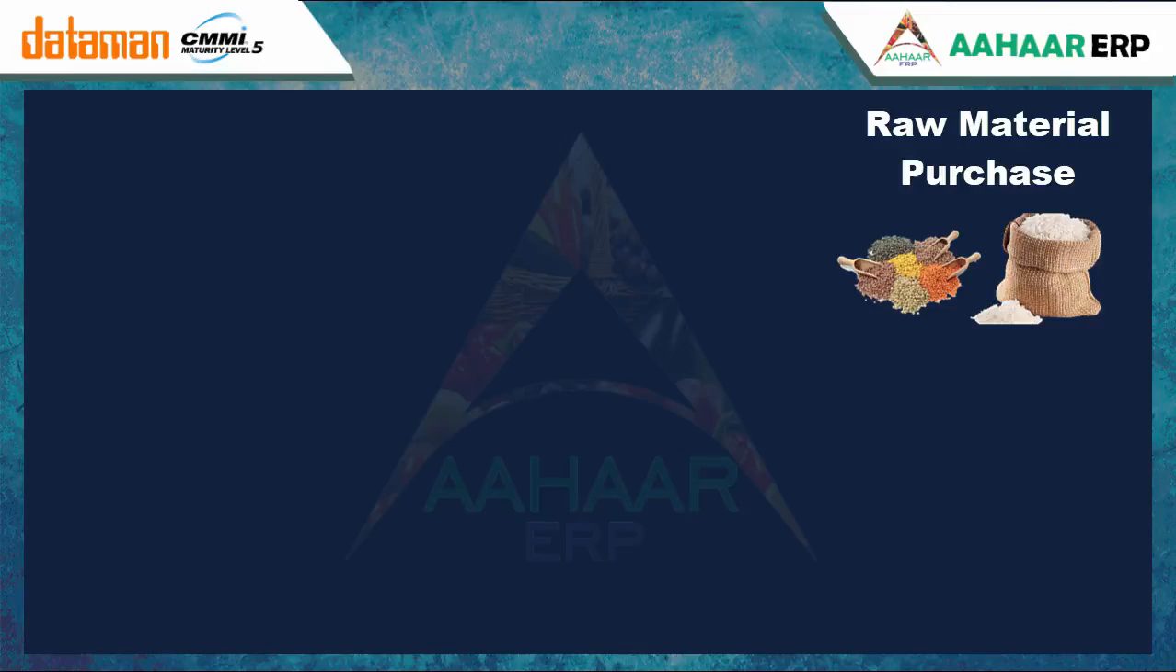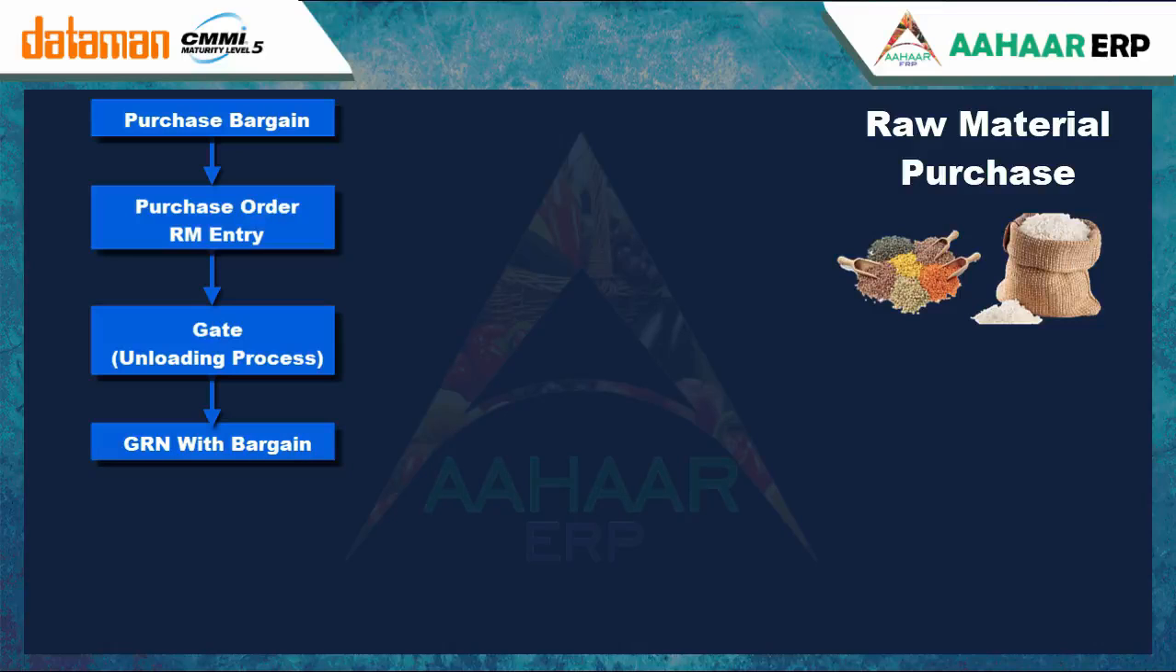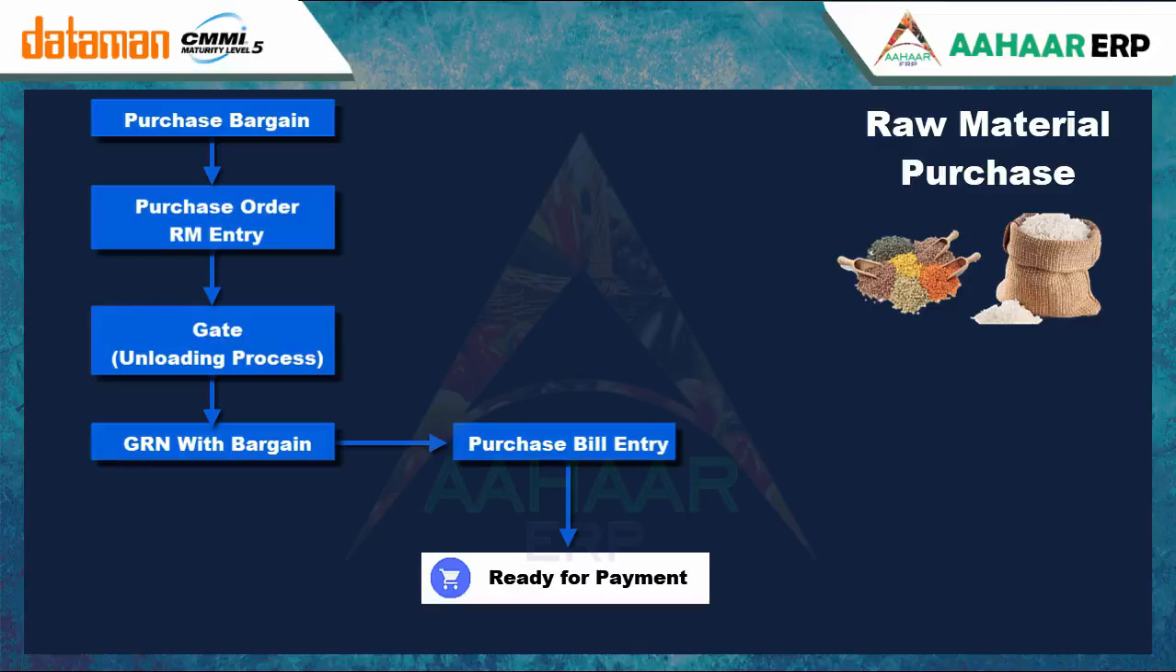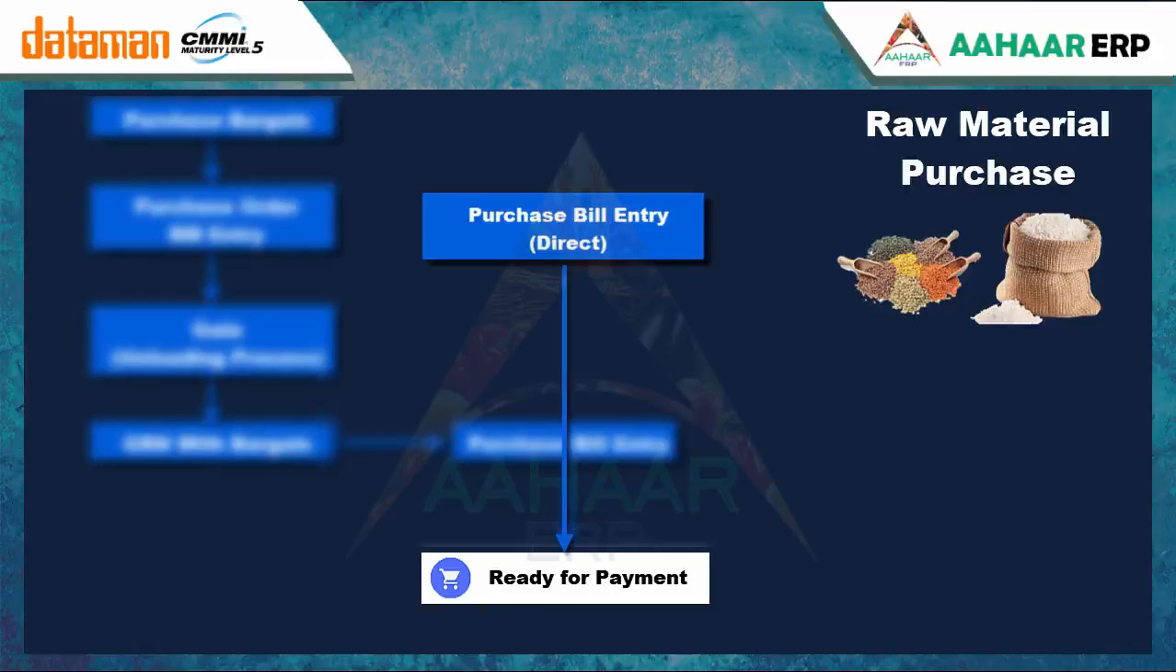In case of raw material purchase, we need to follow this process. Start with purchase bargain. Then we do purchase order RM entry. Then we follow the unloading process through gate module. After that we do GRN with bargain, and purchase bill entry. Store material is ready for payment. If you want to prepare a bill directly, without any reference of purchase order in GRN, you can do this using purchase bill entry direct.